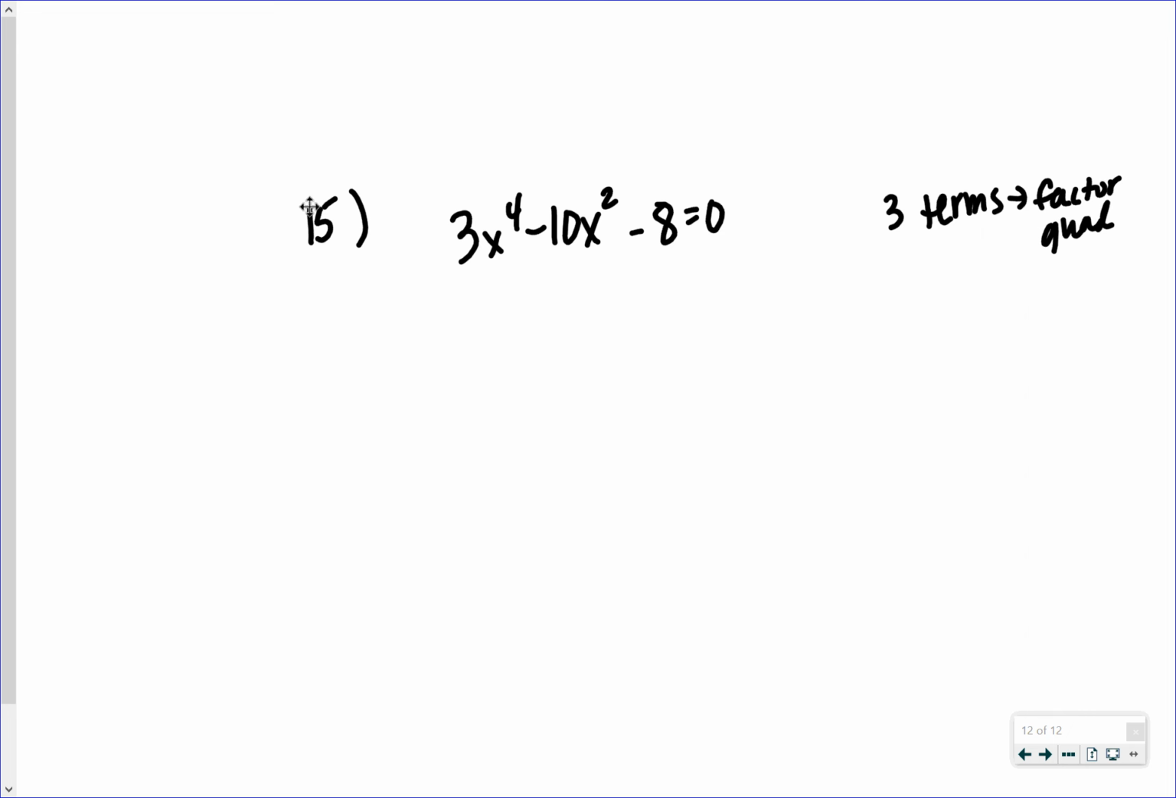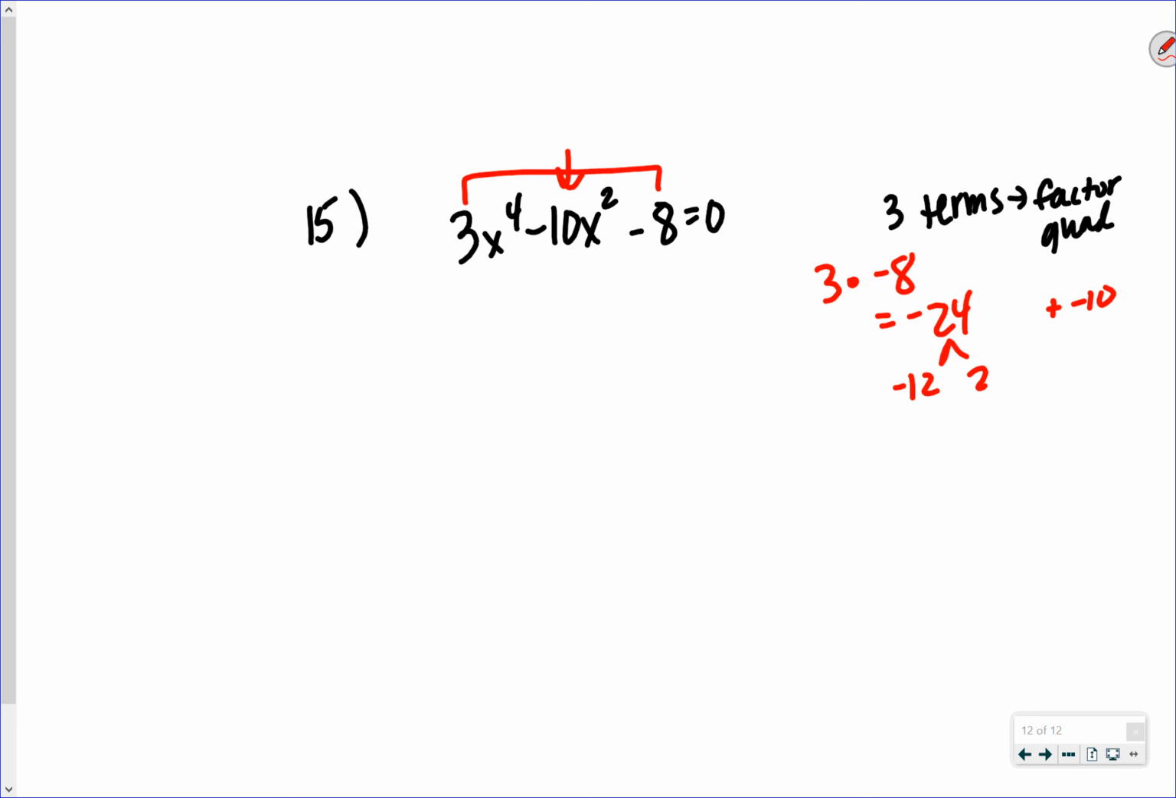So, multiply my outside terms together. 3 times negative 8, not 3 minus 8. 3 times negative 8 is a negative 24. That adds to negative 10. That's going to be negative 12 and 2.